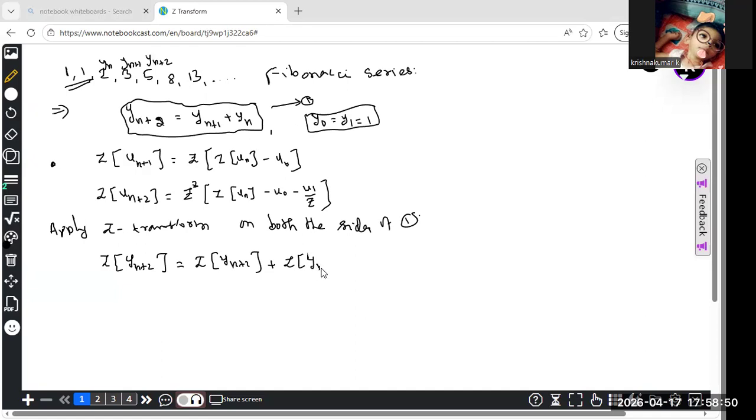So this is the y. Now use this formula. Here this becomes z square. This is the z transform. If you use the small z, that will be the result. So small z square into the transform of un or yn. So here yn, minus y naught, minus y1 divided by z.